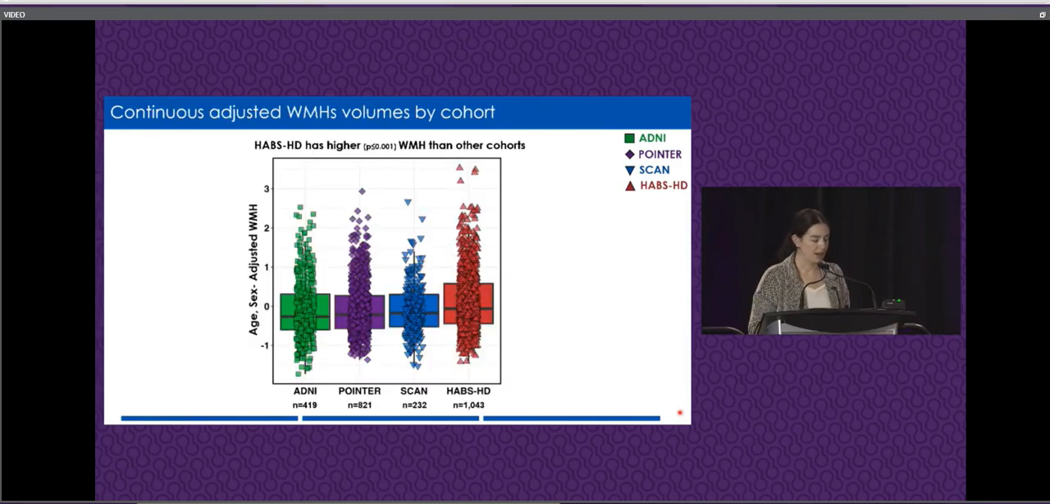If we just look at white matter hyperintensity volume by the four cohorts, the only pairwise difference that is significant here is that the HABS-HD cohort had higher white matter hyperintensity volumes than the other three cohorts.